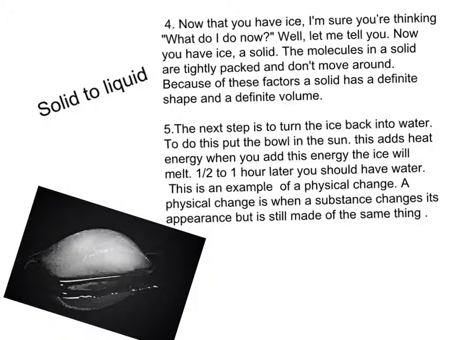Step 5. The next step is to turn the ice back into water. To do this, put the bowl in the sun. This adds heat energy. When you add this energy, the ice will melt. A half to 1 hour later, you should have water. This is an example of a physical change. A physical change is when a substance changes its appearance but is still made out of the same thing.